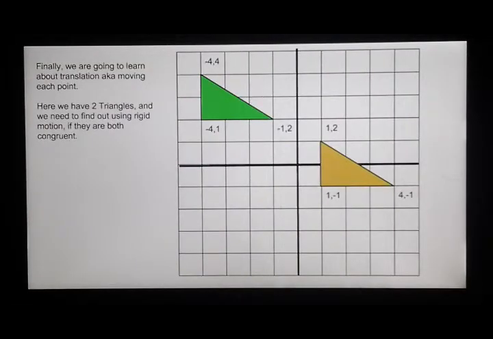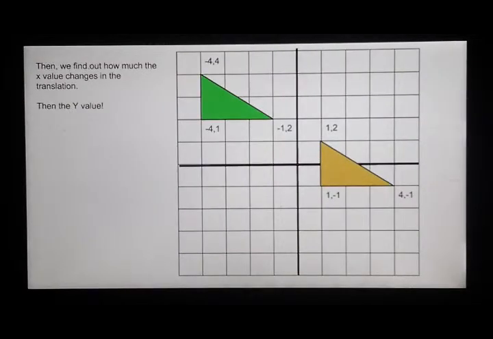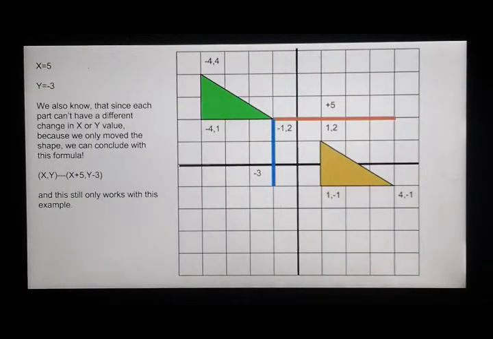Finally, we are going to learn about translation, which is also known as moving each point. Here we have two triangles, and we need to find out using rigid motion if they are both congruent. Then, we find out how much the x value changes in the translation, and then the y value. x changes by 5, and y changes by -3.